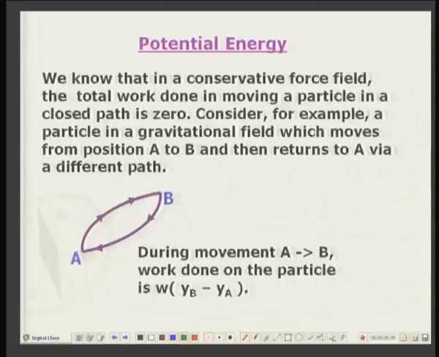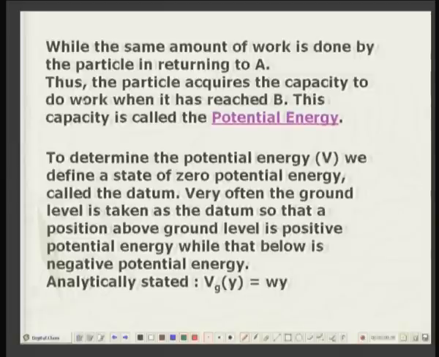From A to B it has gained something by work being done on the particle, namely it has gained height, and due to that when it falls back to the original height, it means it has lost something, and that gain or loss is the potential energy, so that when it comes back it can impart work to some other system. So, we can say that the particle acquires the capacity to do work when it has reached B, and this capacity is the potential energy.